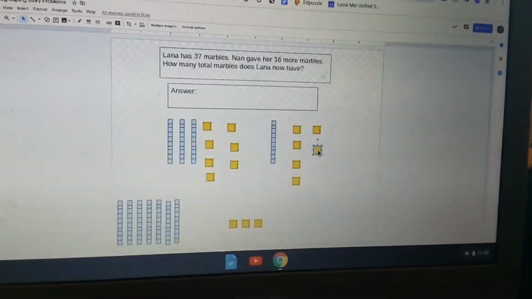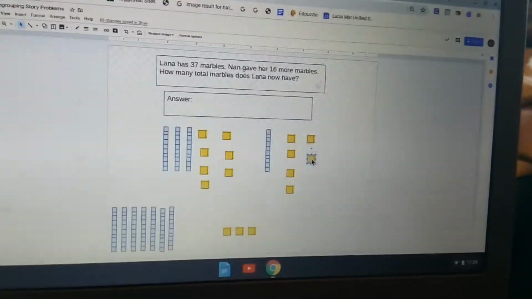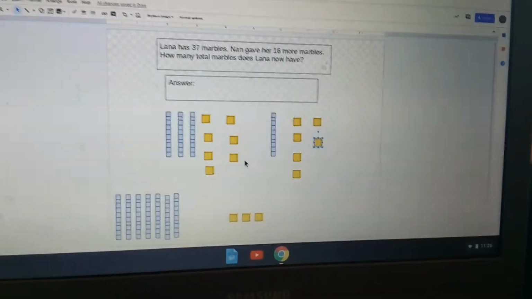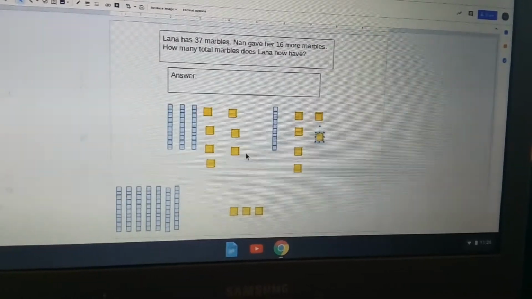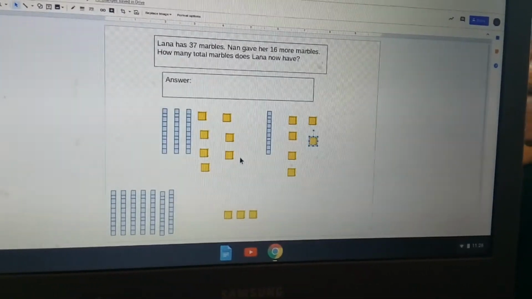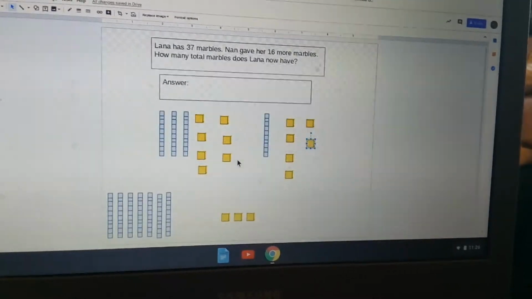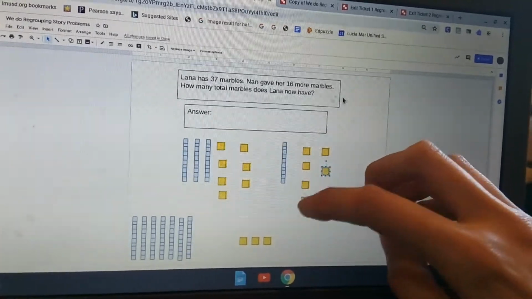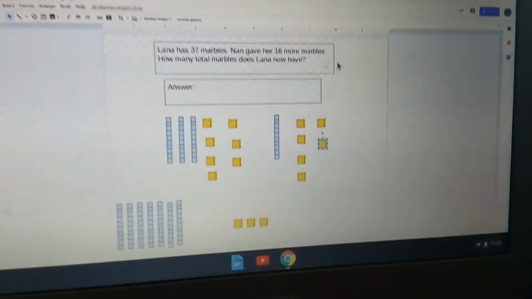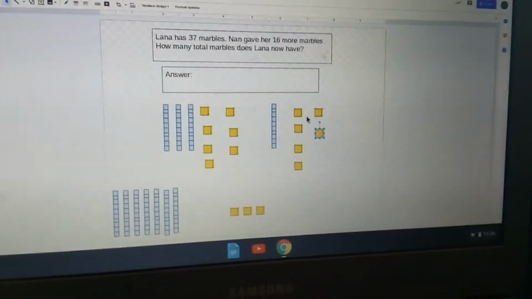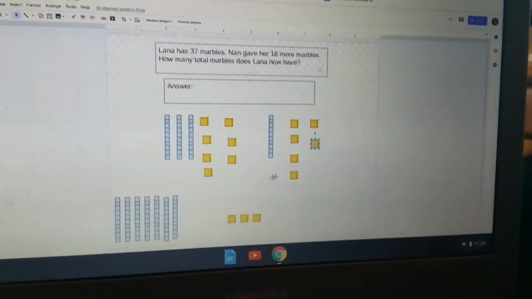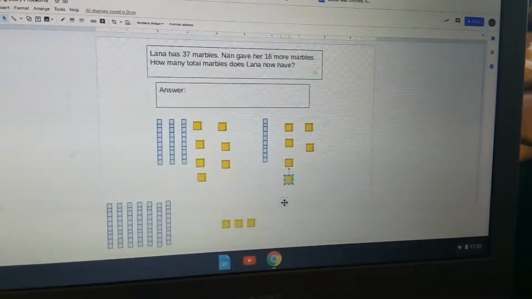And when looking at our ones units, do we have 10 or more of our orange ones units? Select either yes or no. We do indeed have more than 10. Let's count them. 1, 2, 3, 4, 5, 6, 7, 8, 9, 10, 11, 12, 13. Because we have 10 or more, we need to pull 10 of these ones units down and trade it for a tens stick. Let's count as we do that.